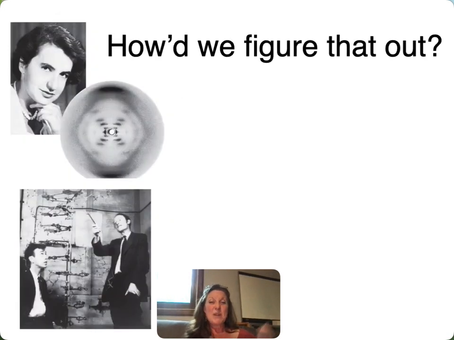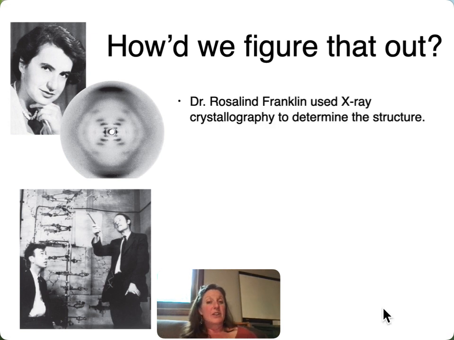Now, how did we figure that out, that crazy shape of DNA? Well, Dr. Rosalind Franklin used a technique called X-ray crystallography to determine the structure. When we talked about isotopes earlier in the semester, this is one of the things that I mentioned that isotopes are useful for. So she used X-rays and shined them through a DNA crystal and got this pattern, and from that somehow, because I can't tell, figured out that meant that there was a double helix.